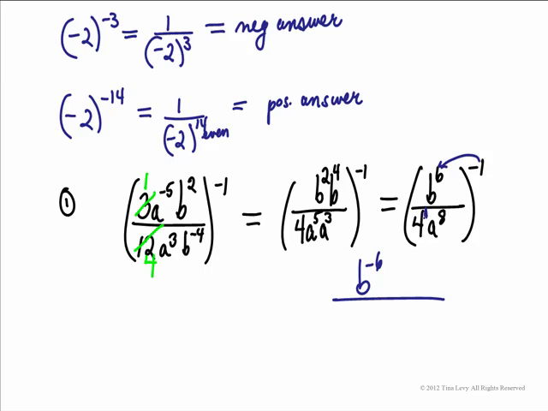Then this is 4 to the 1. So you're actually putting the negative 1 as the exponent here. So it's 4 to the negative 1. A to the 8 times negative 1 is negative 8.